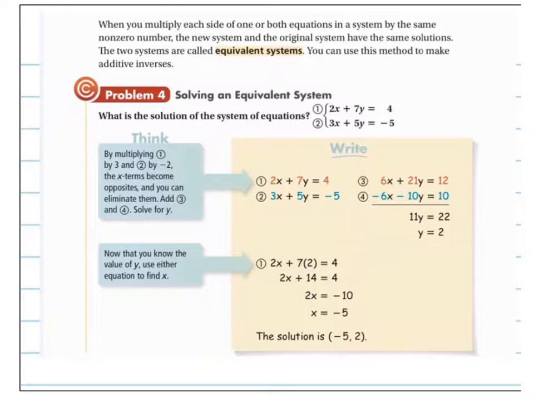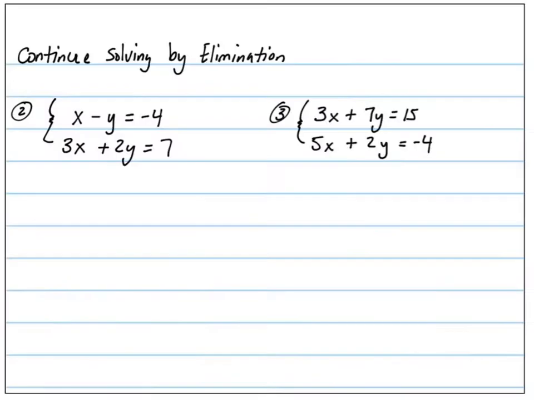Sometimes it becomes necessary to multiply one or both of the equations by something in order to create a means to eliminate. You're just creating an equivalent system. You're changing the system's values with what you see, but they're still equivalent to what they were before. So here we have some examples where we're going to continue solving using elimination.